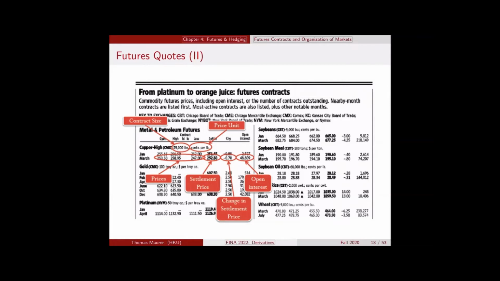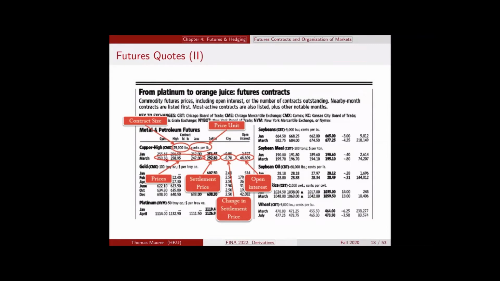And then the prices which are listed are always in cents per pound. So that means for the entire contract size, you would have to multiply the listed prices by 25,000 to figure out what is the actual price per contract. Then we list here the different maturity dates for the futures contracts. So we have contracts which expire both in January and some which expire in March. If you look at the contracts which expire in March, then we have here many different price quotes.